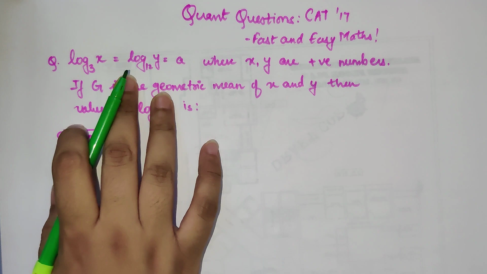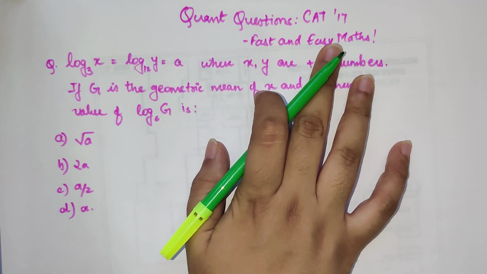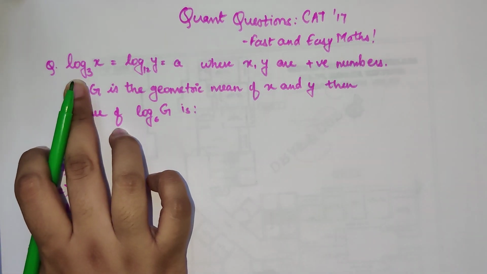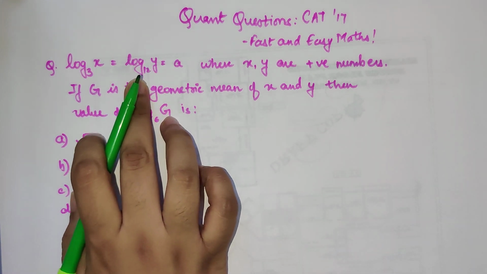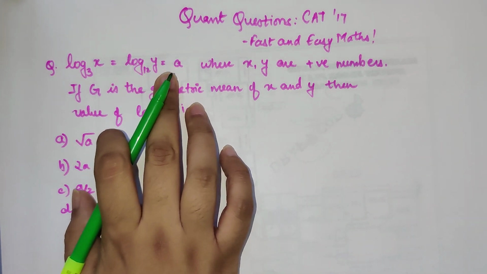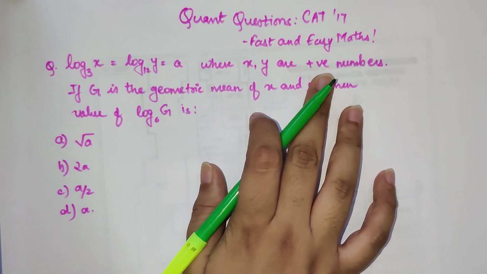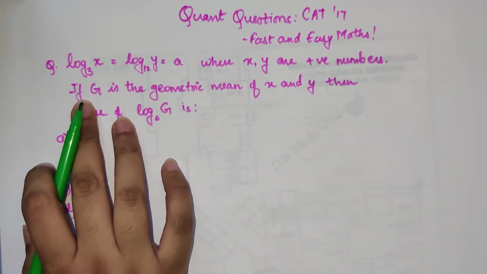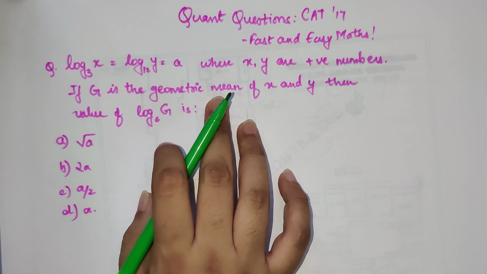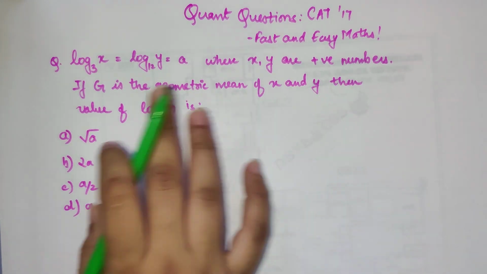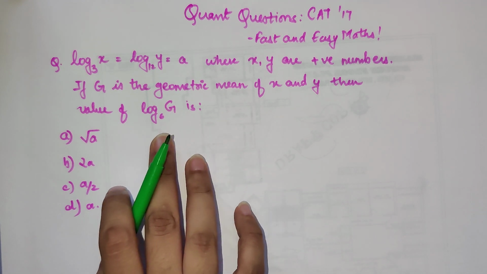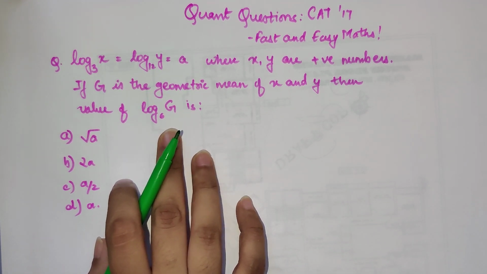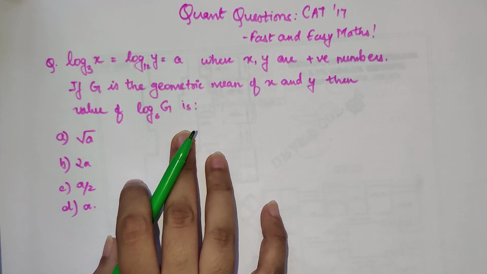The question over here was asked in CAT 2017. Okay, so this question is: log of x to the base 3 is equal to log of y to the base 12 is equal to a, where x and y are positive numbers. If g is the geometric mean of x and y, then the value of log of g to the base 6 is.